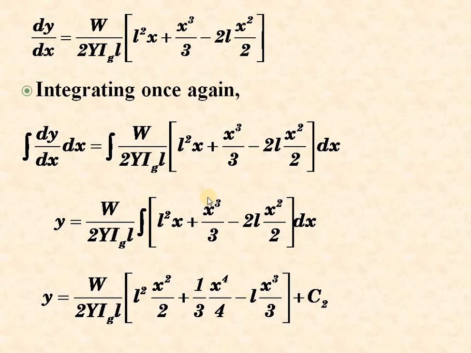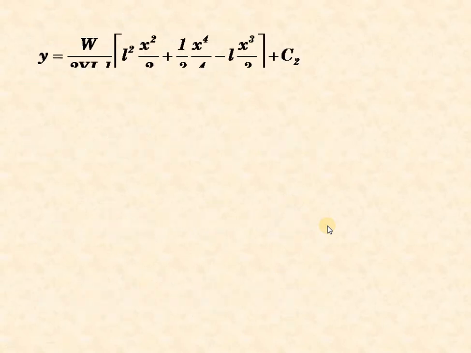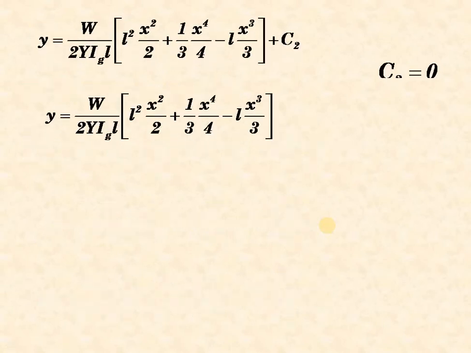Again you see L square is kept as constant, and x dx will be x square by 2. Similarly here 1 by 3 integral x cube dx will give you x raised to 4 by 4. And the third term, 2 cancels, L is taken outside, x square. When you integrate x square dx, you get x cube by 3. And there is an integration constant c2. This c2 you can find is simply 0, by applying the initial condition.